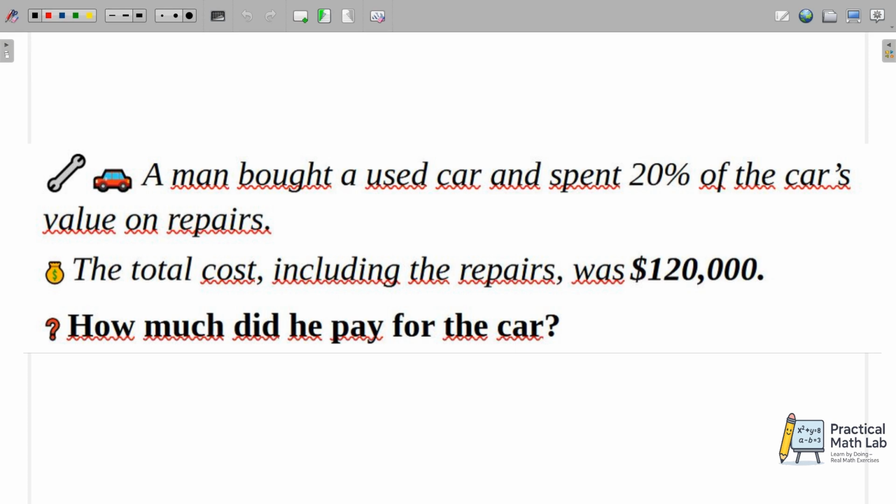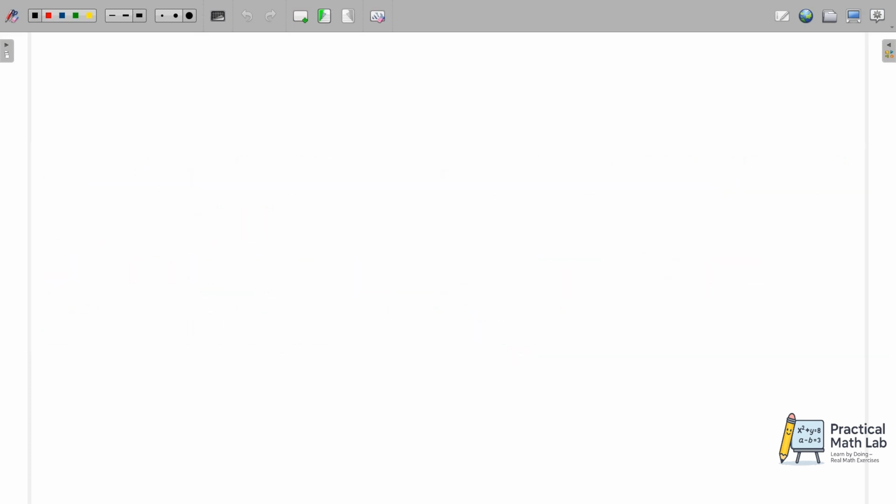A man bought a used car and spent 20% of the car's value on repairs. The total cost, including the repairs, was $120,000. For how much did he buy the car?